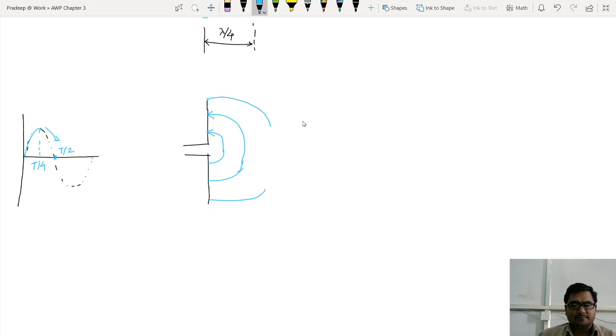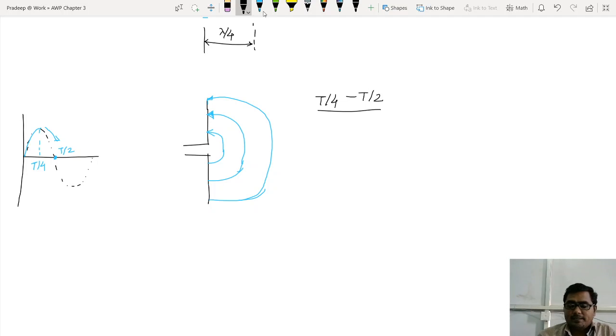Purely reverse direction. Okay, let me finish this, sorry. Yes, this is a pure reverse direction during T by 4 to T by 2. Now the question is, I have electric field lines during the period T by 4 to T by 2. Look at this, T by 4 to T by 2. Yes, within that period we have these waves. This is the electric signal we are having.